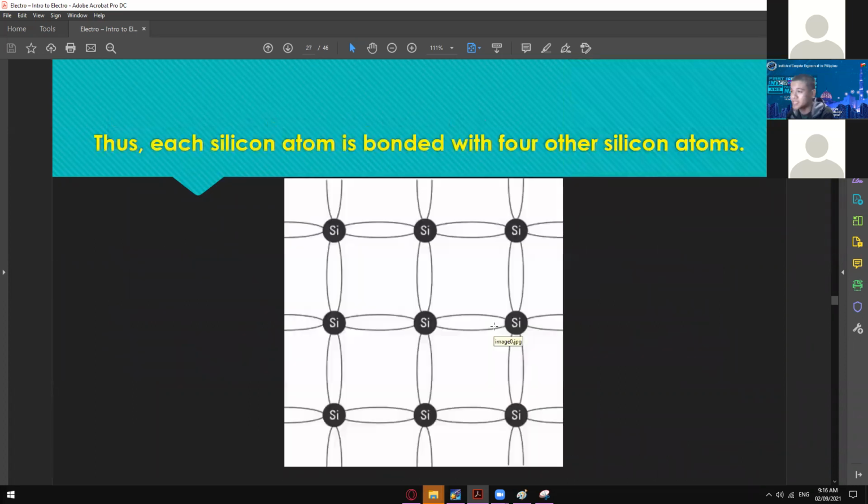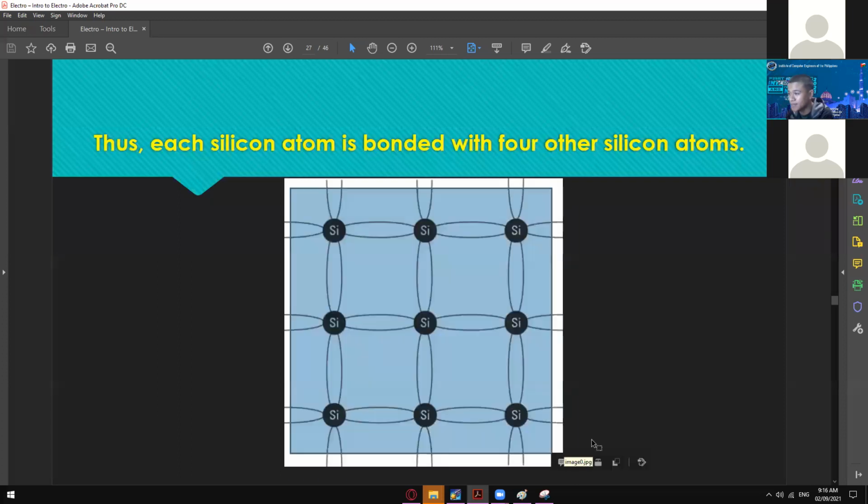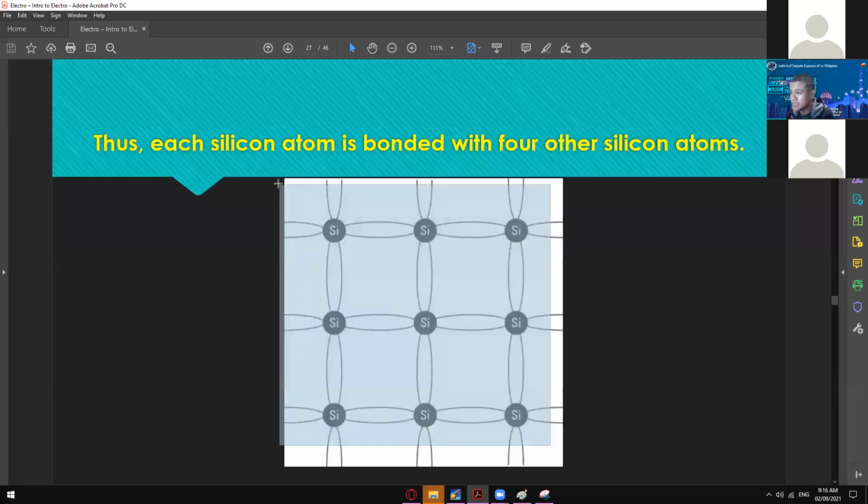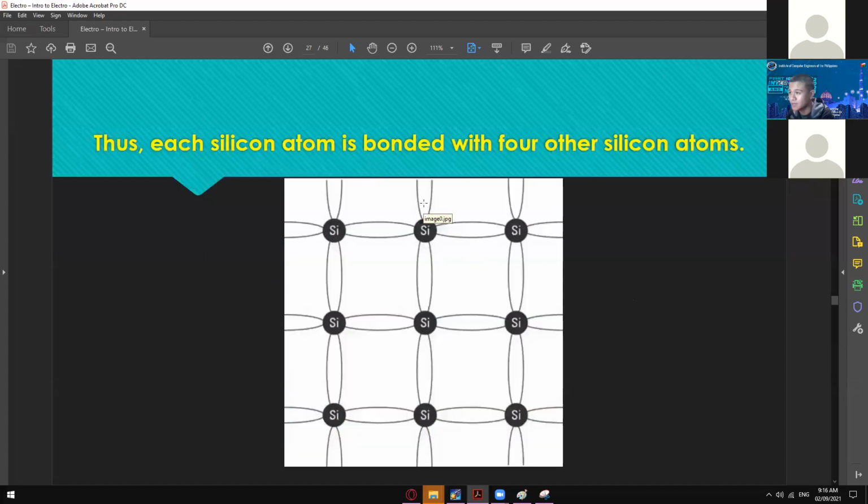Here's one example of bonding of a semiconductor. As you can see, we have 1, 2, 3, 4 outer electrons only. All of them are silicon. Just by forming this kind of bond, we are forming a perfect combination of silicon. So this is a perfect semiconductor at the same time because it only has 4 electrons.